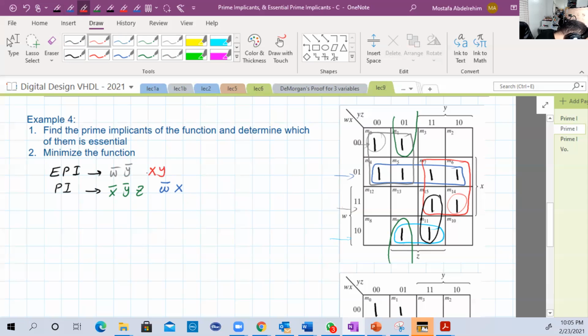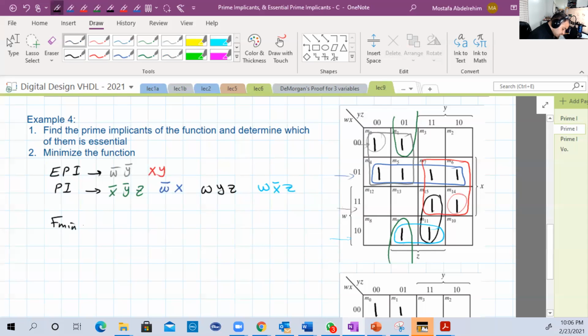Okay. Now the black is not essential because it has two ones, one with the red, one with the cyan. So the black is W, YZ. And finally, the cyan one is not essential as well, and it's equal to, I'm sorry, W X bar Z. Okay. Now the minimized F.